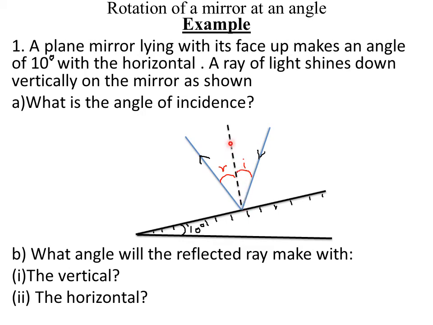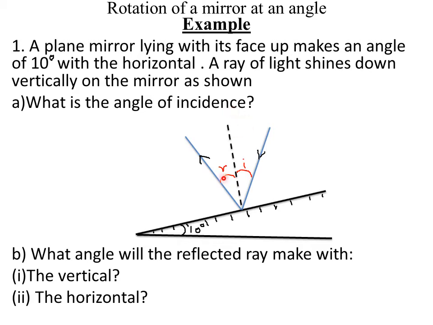Then this is our normal. Remember, the normal is always perpendicular to the reflecting surface. The angle between the normal and the incident ray is what we call the angle of incidence, denoted by small i. In this question, we are required to state the value of the angle of incidence.